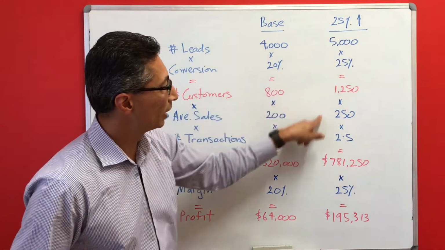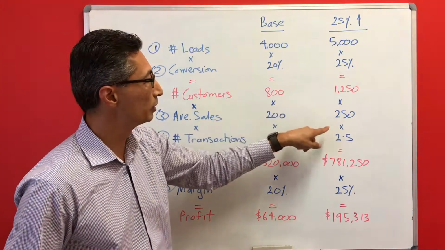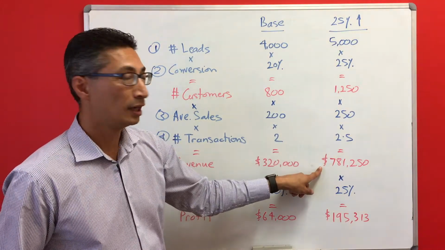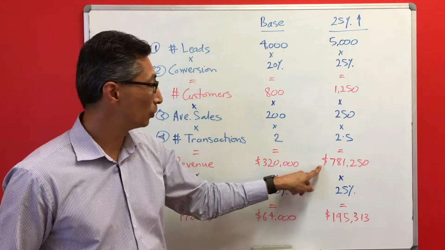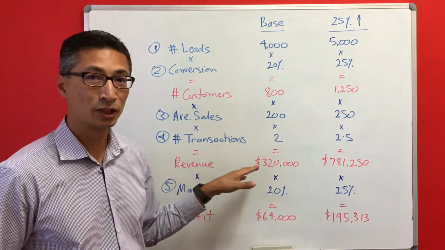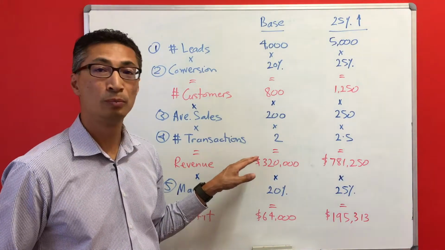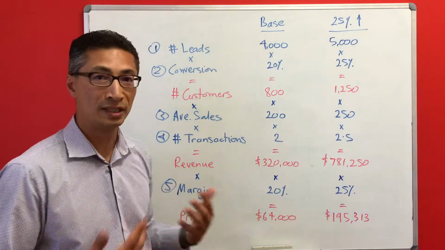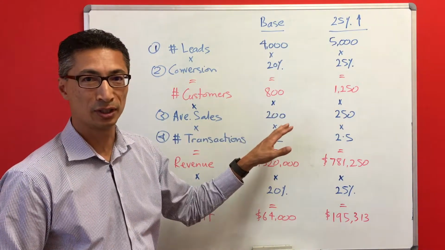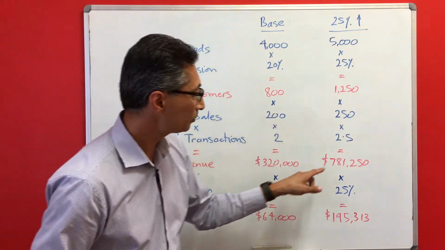Now, if we multiply that out, 1,250 customers times $250 times 2.5 times, we get a sales or revenue figure of $781,000. That's actually about 2.4 times, so that's more than double the sales of where we started. You can check all these figures yourself and do the sums.